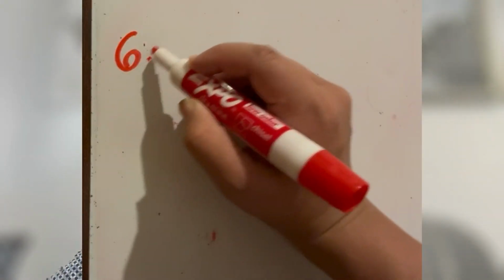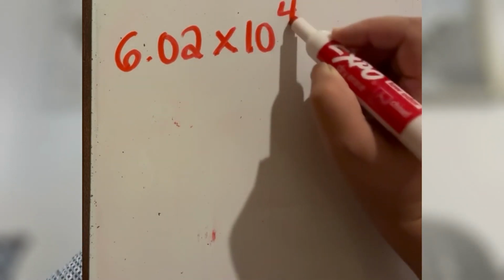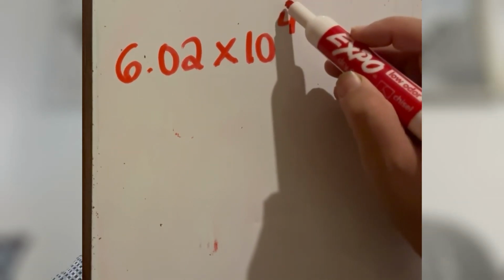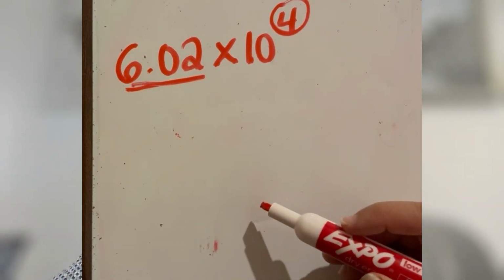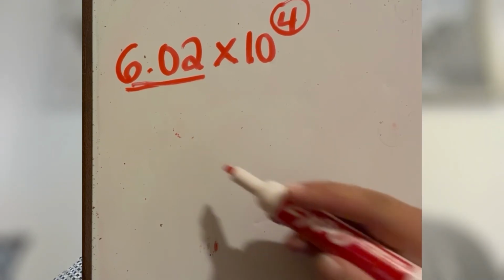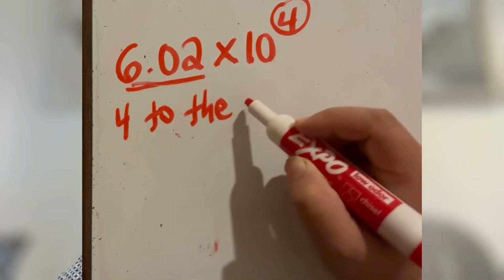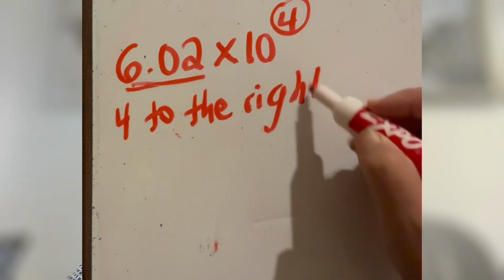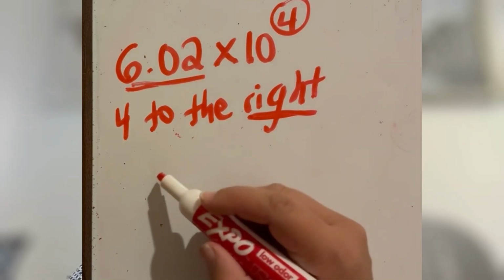All right, here's our second problem. We have 6.02 times 10 to the 4th. Again, we have a decimal number. We're dealing with the base of 10, and we have a power of 4. So again, the power is telling us how many jumps we need to make with our decimal point. And because it's positive, you guessed it, going to the right.